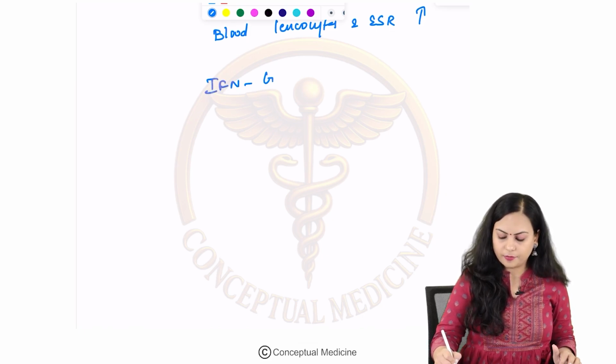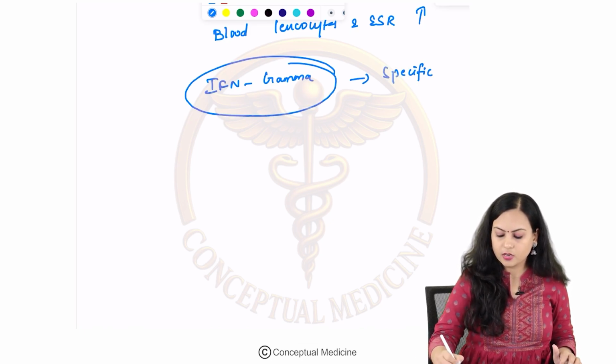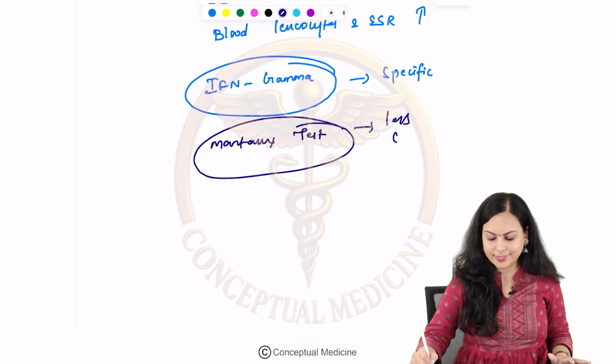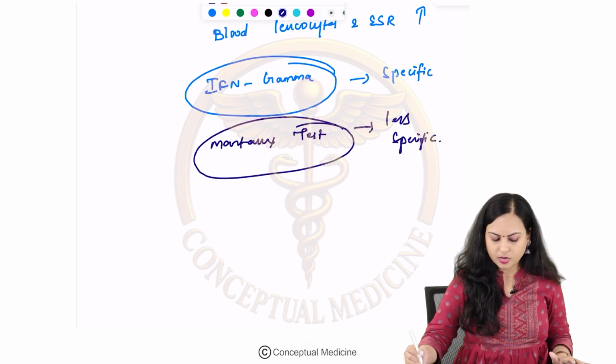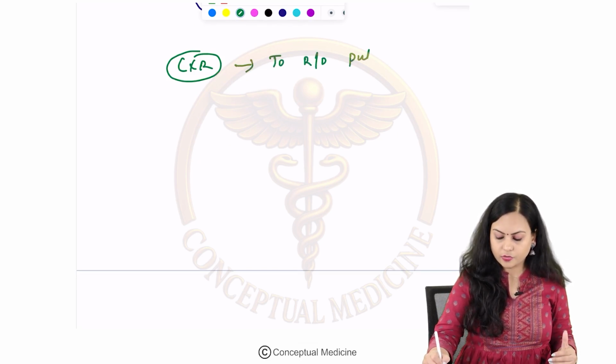Interferon gamma, however, is more specific. Tests like the Mantoux test are not mostly done because it is less specific. You can even ask for a chest X-ray to rule out pulmonary tuberculosis.